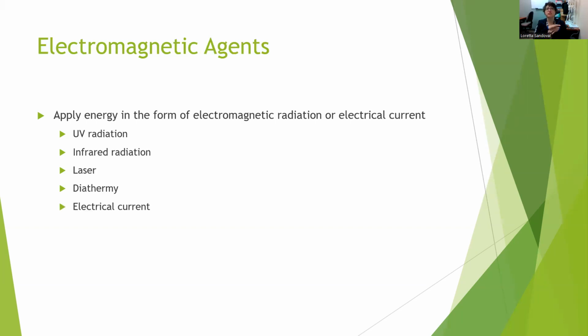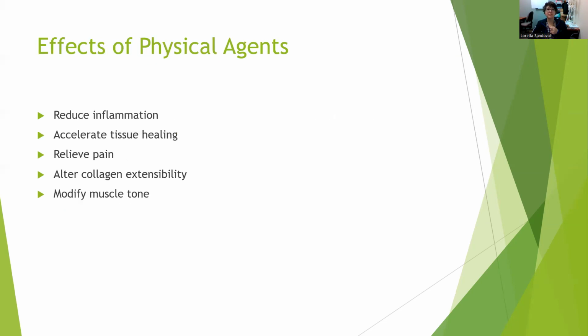Electromagnetic agents apply energy in the form of electromagnetic radiation or electrical current. So UV radiation and infrared radiation, those are not as commonly used in physical therapy. Laser and diathermy and electrical current. Probably the most commonly used one at this point is electrical current. You will see laser and diathermy in some clinics. It's not as widespread. And when we talk about those individual agents, we will talk about why that is.